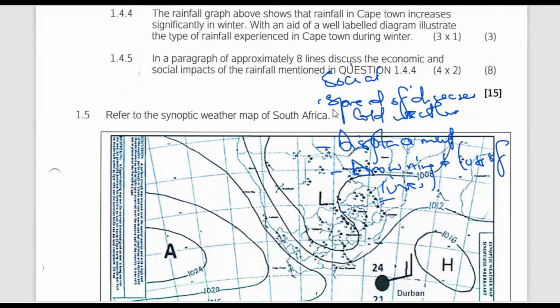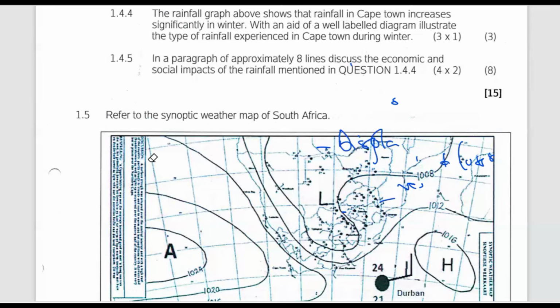That is a negative implication on the life of people. So basically, if you check, we've addressed the social and we've also addressed the economic. We must not address one side. We must balance our discussion as we write the paragraph, address the economic impacts and also address the social impacts.